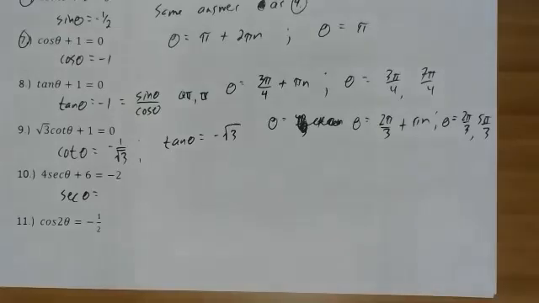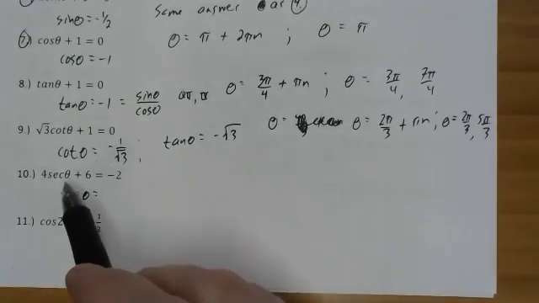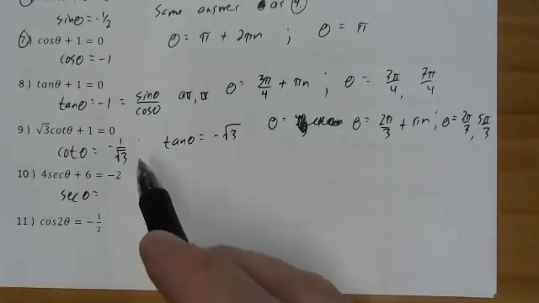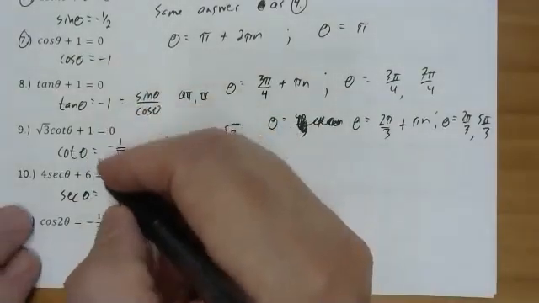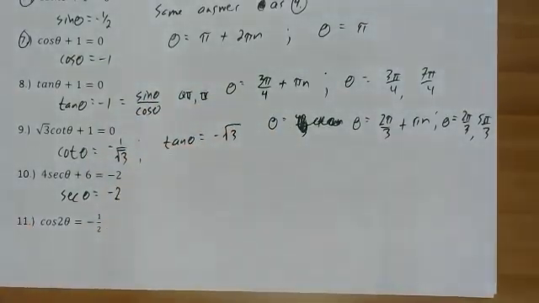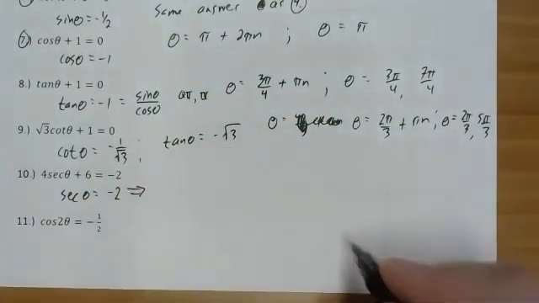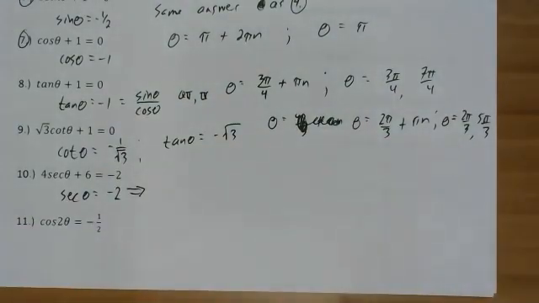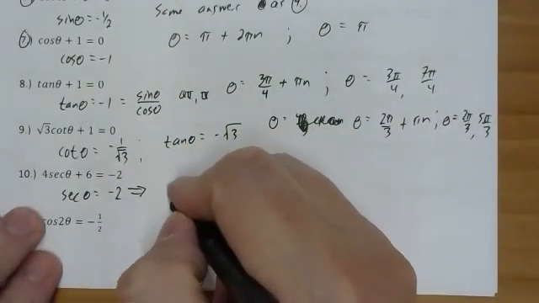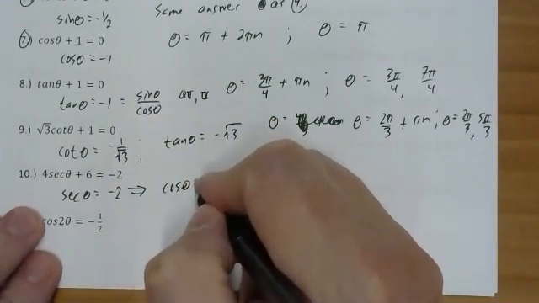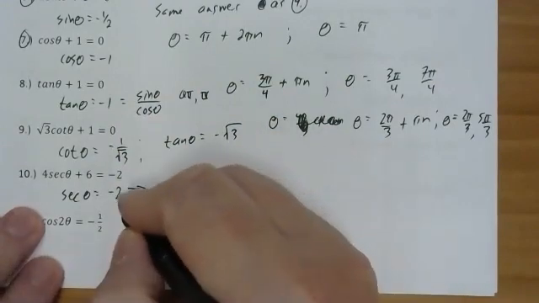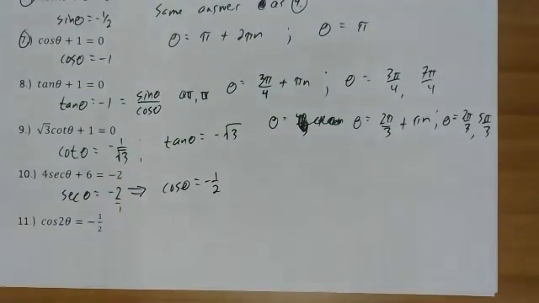So I'm going to subtract 6 from both sides. Then divide by 4, so it's going to be -8/4. So we have the secant of theta equals -2. Of course, now I'm going to switch secant to cosine. So you can think of this as 2/1. So if you flip it, we have cosine of theta equals -1/2.